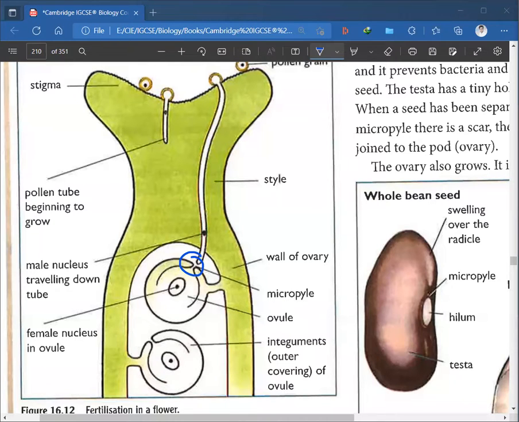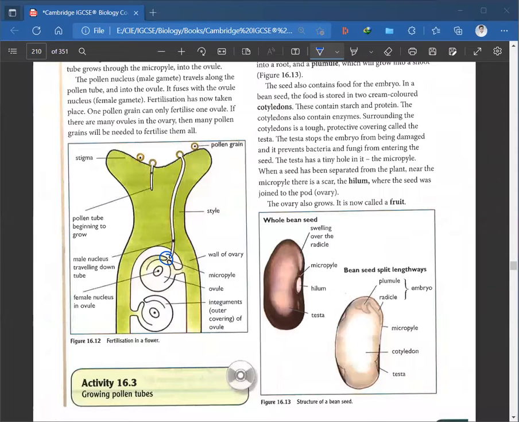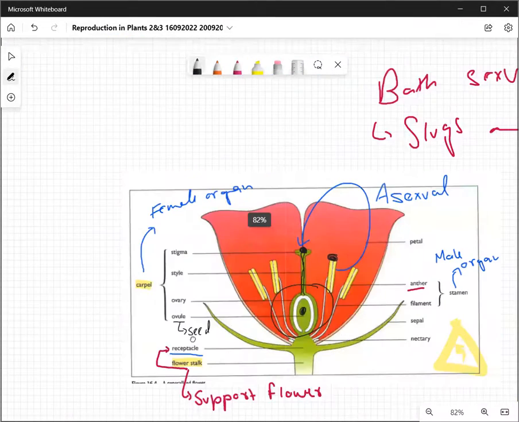I'm going to write this on the board. Just a second. Let's take a diagram of this, and let's go to fertilization.